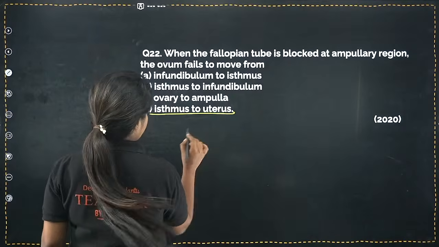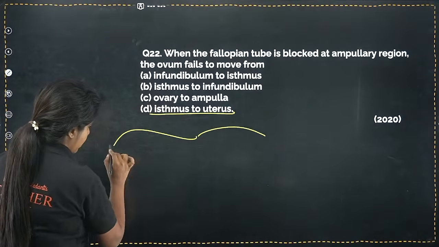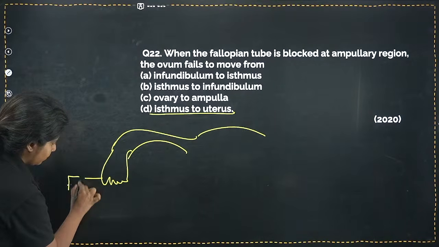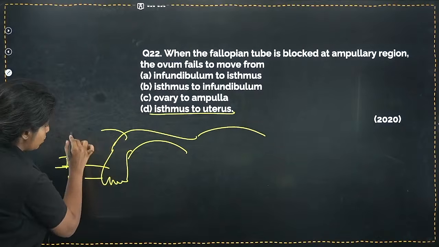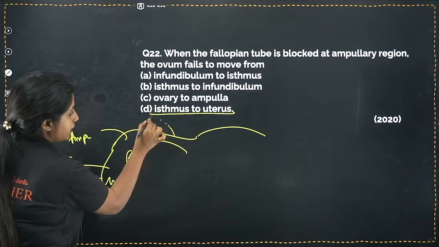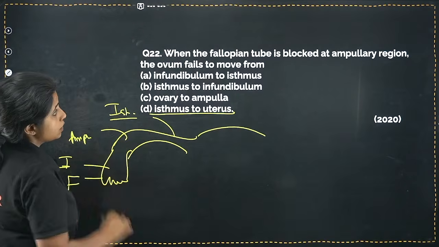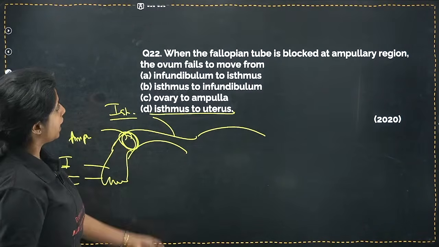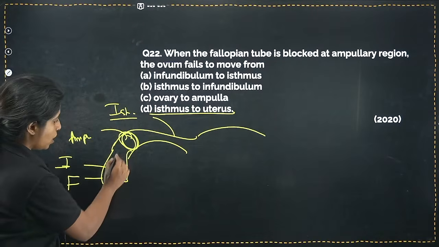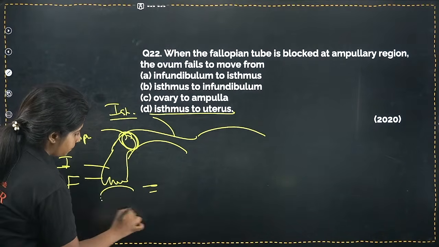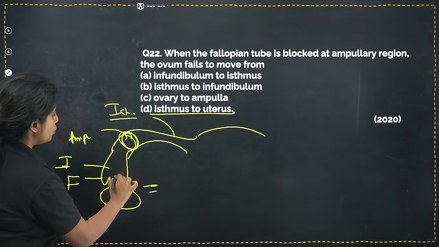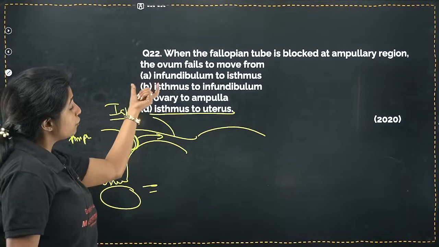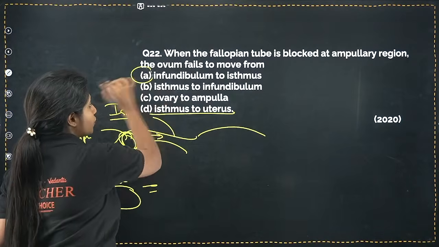So listen to me very carefully. Over here, if I draw the fallopian tube, it looks like this, right? You have the fimbriae. This is your infundibulum. This is going to be the ampulla. And finally, you have the isthmus. So if the fallopian tube is blocked at the ampullary region, that means at this particular region, the ovum fails to move from what to what? The ovum which is released from the ovary over here will not be able to move from the infundibulum to the isthmus, right? So infundibulum to the isthmus is going to be the correct answer for this question.